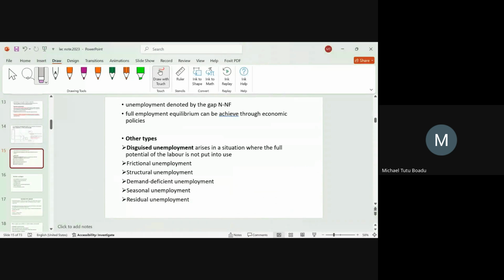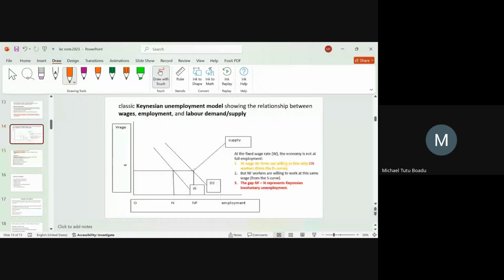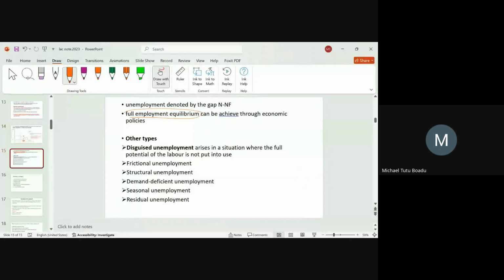But we can achieve this full employment equilibrium. The system can employ up to NF if and only if government implements some policies. So government policies can help achieve this. An example is what I've just said. We can grant these firms tax holidays so that it can reduce their cost of production. You can also give them direct injection or subsidies in any form that will aim at minimizing their cost of production so that they can employ the excess 30 that is unemployed.